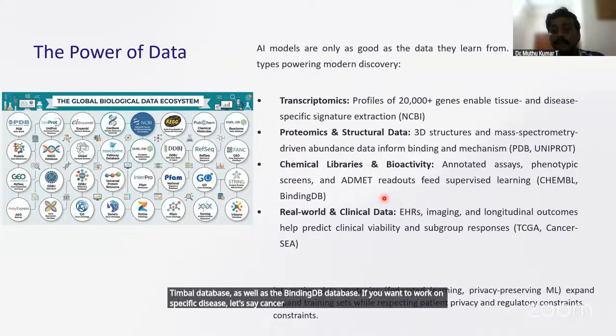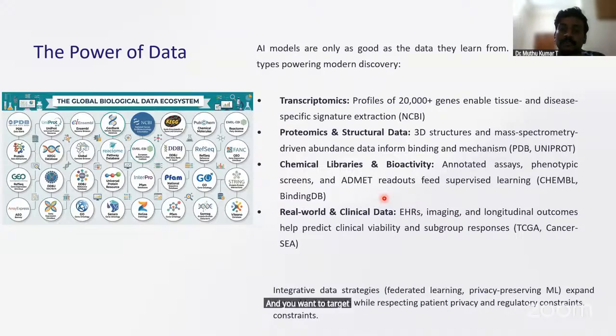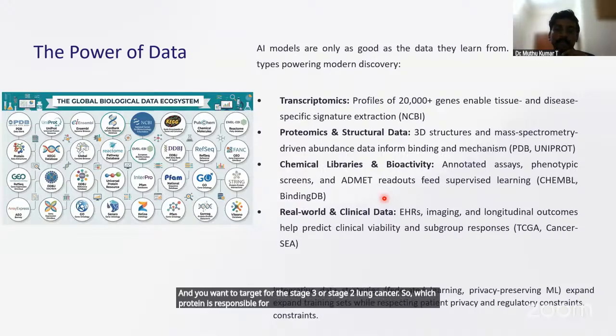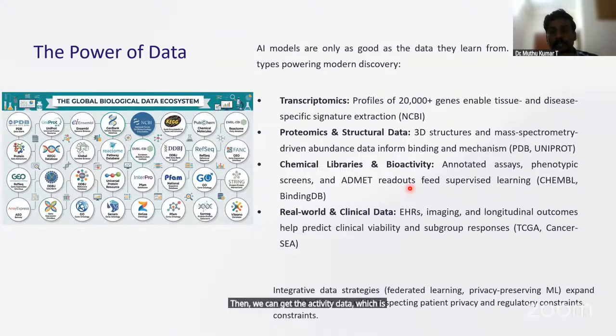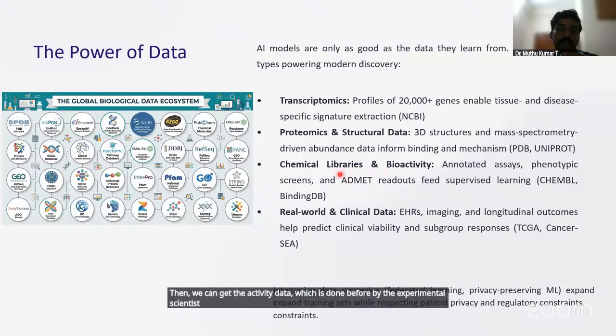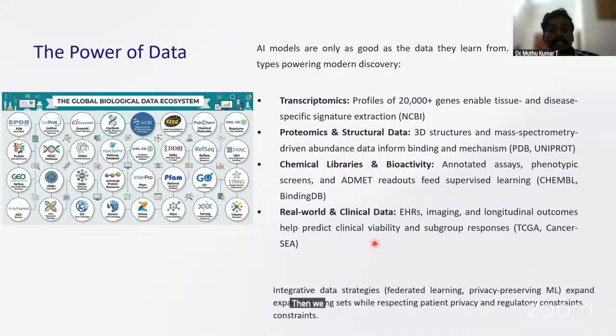If you want to work on a specific disease, let's say cancer, let's say lung cancer, there will be many target protein molecules. You select one protein, like if you want to target non-small cell lung cancer, or stage 3 or stage 2 lung cancer. Which protein is responsible for the particular type of lung cancer, that we have to identify first. After identifying the target protein, we search in these libraries. Then we can get the activity data, which was generated before by experimental scientists.